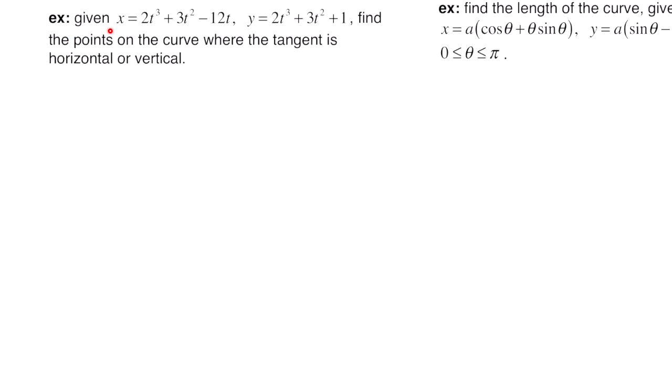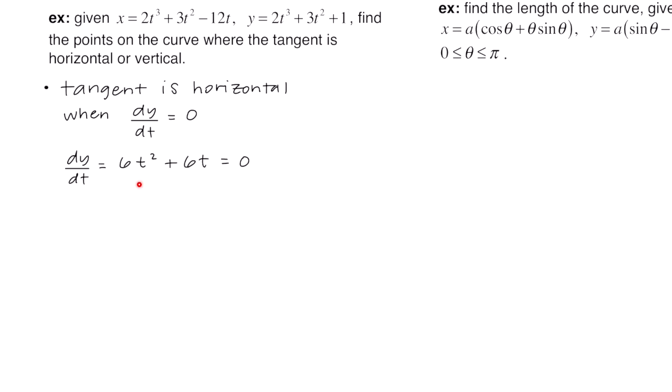This example says, given the parametric equation, find the points on the curve where the tangent is horizontal or vertical. A tangent is horizontal when dy/dt equals 0. So we're going to take the derivative of this equation and set it equal to 0. So the derivative is 6t squared plus 6t, and we set that equal to 0. So I'm going to factor out 6t, and we get 6t times the quantity t plus 1, and we're going to set both of these equal to 0. So you get t equals 0 and negative 1.